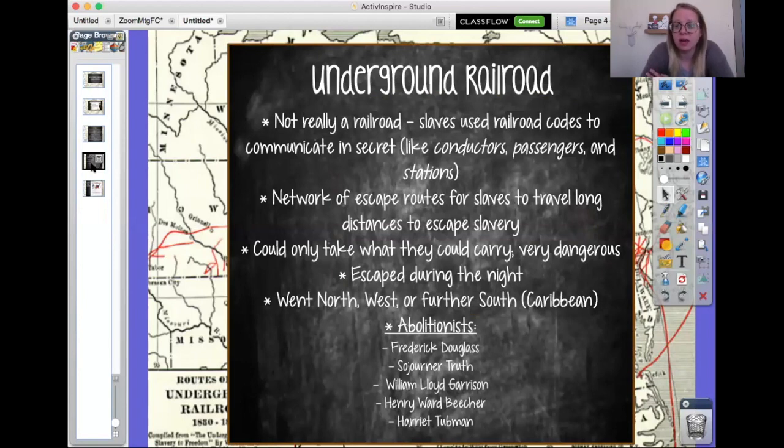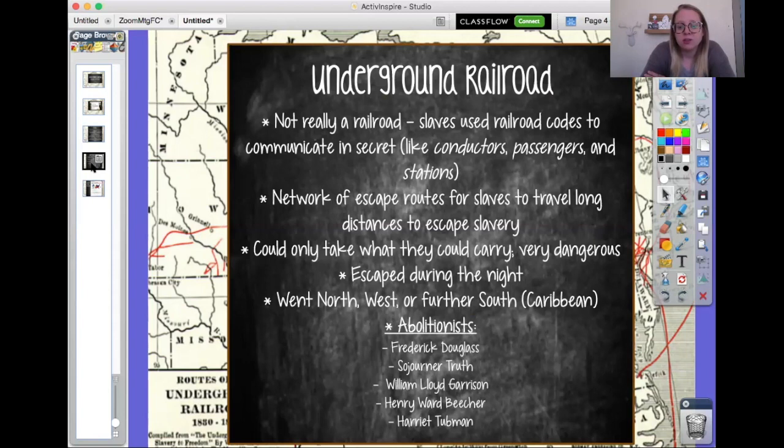They escaped during the night in order to be safer. But if they got caught, there was a lot of punishment and injury and sometimes even death. So it was a very scary thing, and they were risking a lot. They went north towards Canada or towards the free states. They went west, or they went further south, Mexico, the Caribbean, places where people were free.